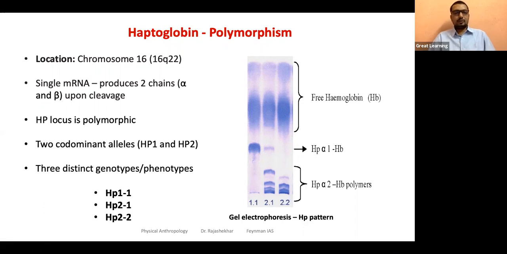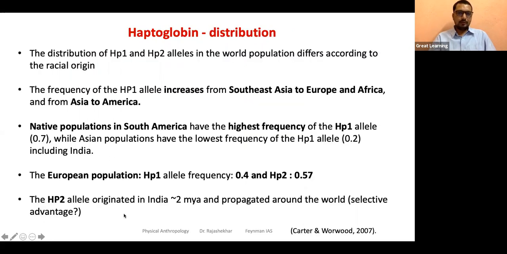So what is the use in knowing whether someone has HP11 or HP22 or the heterozygous condition for 1 and 2? I was telling you many studies were talking about racial differentiation or population-wise differentiation that have been noticed here. Okay, so from Southeast Asia to Europe and Africa and to the US, we said the HP1 allele number increases, their incidence rate increases.